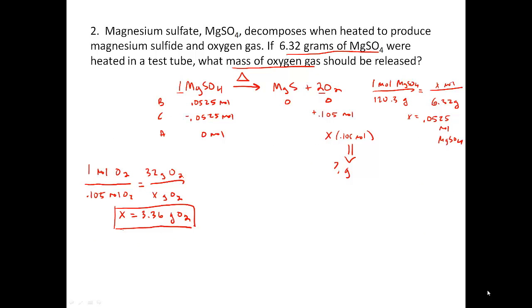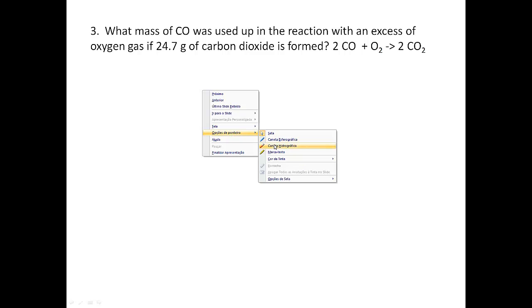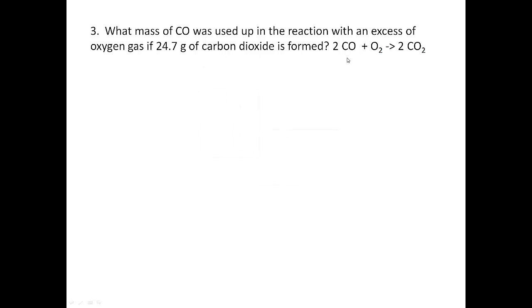Okay, stoichiometry review problem number 3. Okay, mass of CO is used up in the reaction with excess oxygen. Looks like we've got the chemical equation right here. Let's just go ahead and write that down in the center. Okay, looks like we're balanced. Let's just think about what we got before our change and our after.